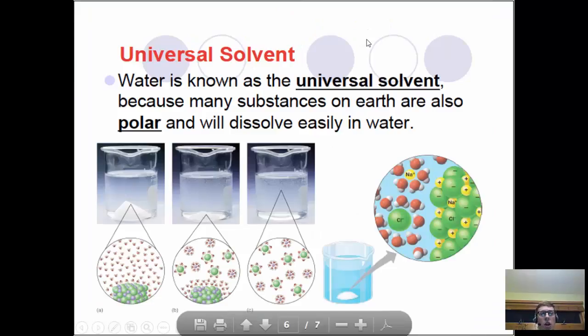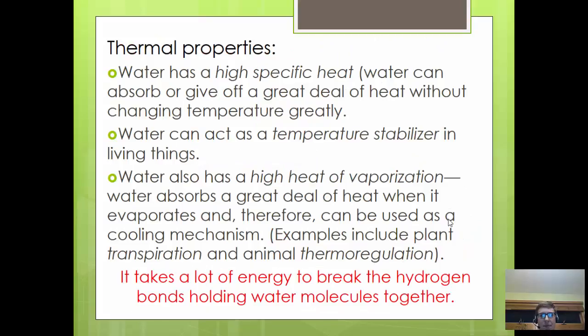Water is also the universal solvent, and that's because many substances on Earth are polar and will dissolve easily in water. And when they dissolve easily in water, the water is actually surrounding them. So if you put salt into water, it looks like a nice crystal shape when you add it in, but over time, that water is going to actually surround each of these, and that's why it becomes clear, because the water actually pulls it out of this crystal form so that so much water is surrounding it that you can actually see right through there.